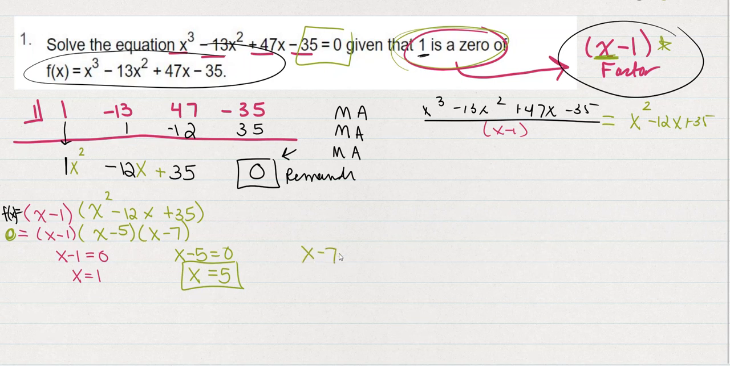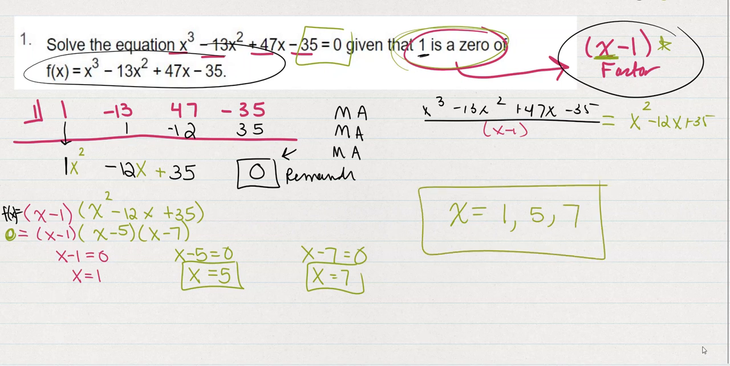And if I set x minus 7 to 0, because I know that if I have 3 factors multiplied that equals 0, that's going to be true when any of these 3 factors are equal to 0. So I get the solutions that x could equal 1, 5, or 7. And that's the solution. Let's try another example.